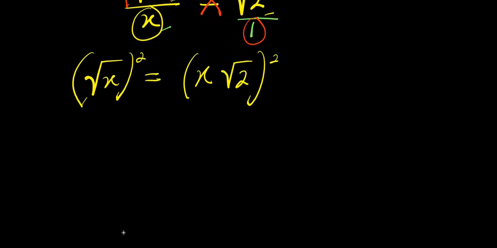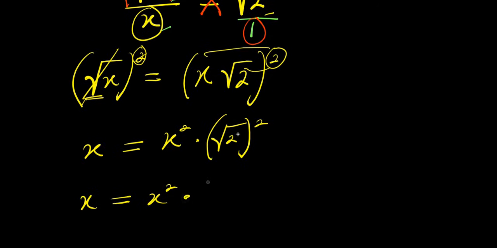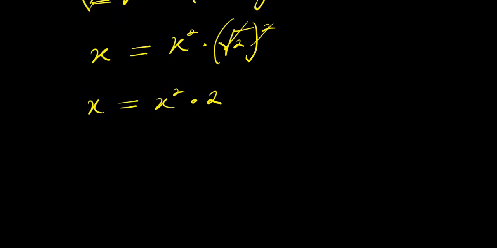Now, once we take the squares, this square root raised to the power of 2 cancels out. Then we have x here equals, we distribute these exponents to each of the terms here. We have x power 2 times square root of 2 to the power of 2. This is x equals x squared times, this cancels this, we have 2. So from here, we have x equals x squared times 2. That is 2x squared.